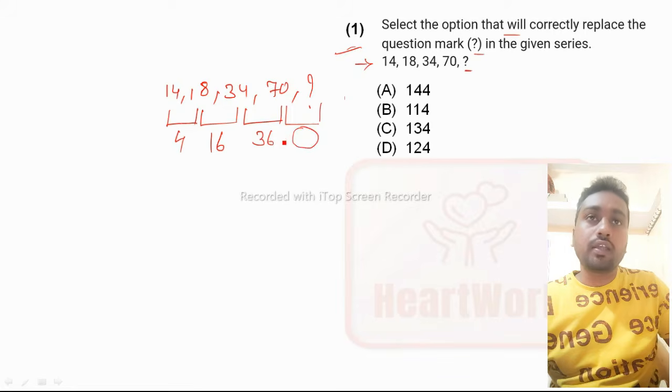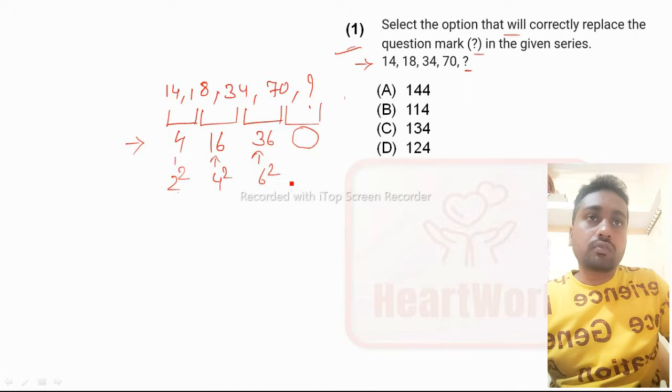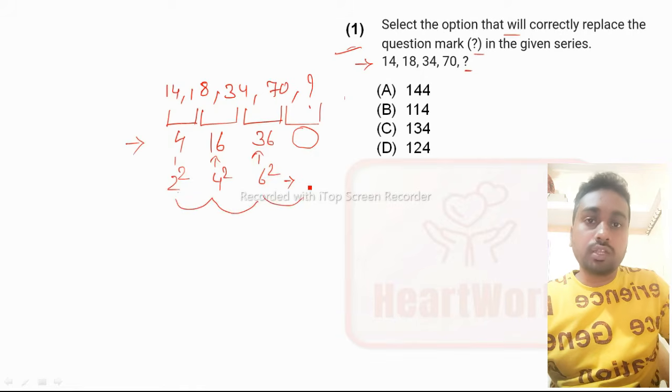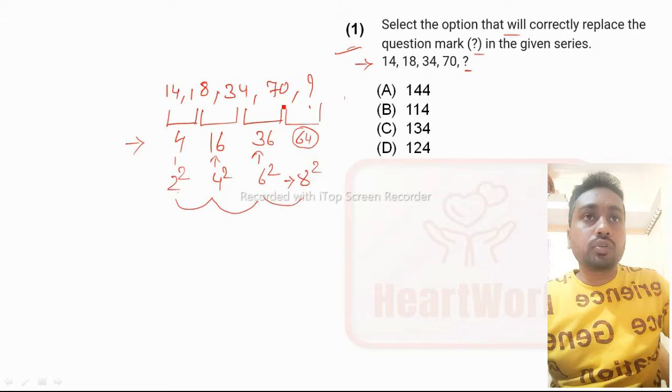So how will we find the next gap? If you see this sequence, you can consider 4 as 2 square, 16 as 4 square, and 36 as 6 square. 2 square is 4, 4 square is 16 and 6 square is 36. The bases are 2, 4, 6, so the next is 8, so it should be 8 square, which is 64. So the gap should be 64.